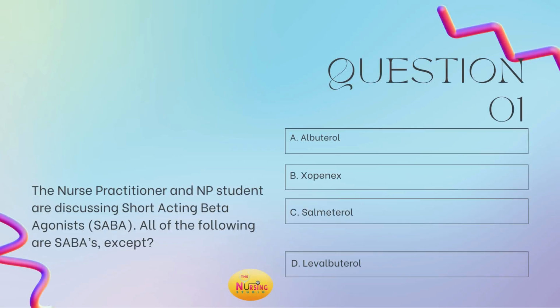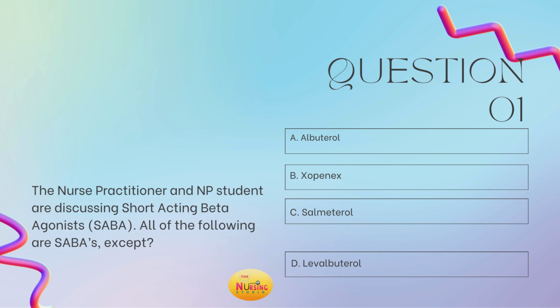Question number one states the nurse practitioner and NP student are discussing short acting beta agonists, also known as SABAs. All the following are SABAs except, is it A, albuterol, B, Xopenex, C, salmeterol, or D, levalbuterol? Take a moment and tell me what you got in the comments, you guys.